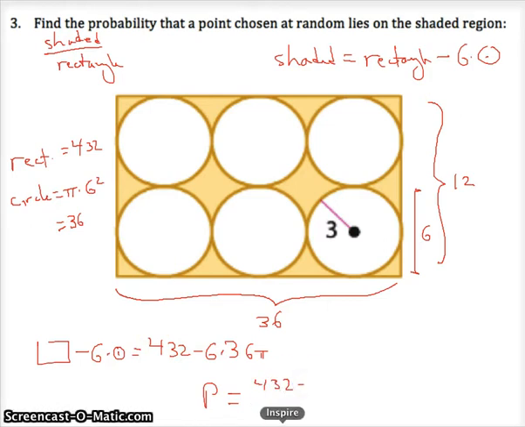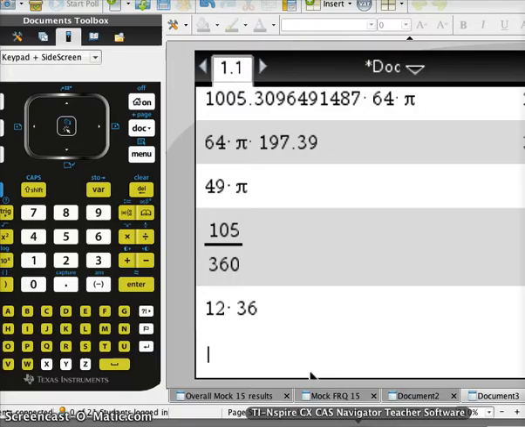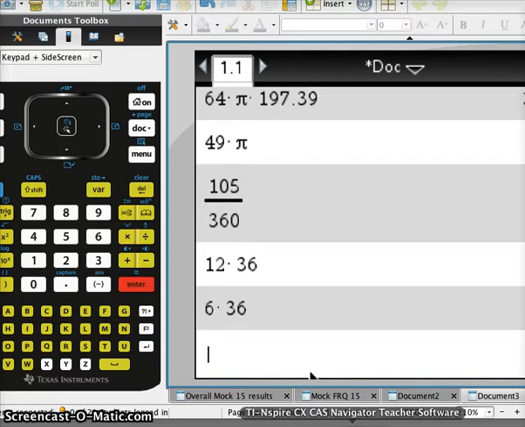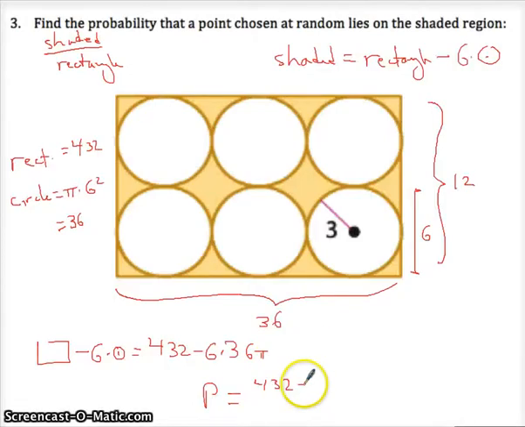oh, can I find 6 times 36 pi really quick? Would that bother anybody? 6 times 36 would be 216 pi. I should be able to do that in my head. 216 pi. That's the shaded area divided by the total rectangle, which is 432. And you know what, as an exact answer, that's not that bad. That's 1 minus some crazy fraction. I'll see what the calculator says.